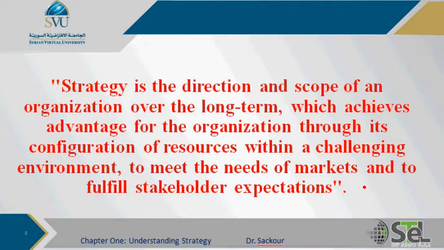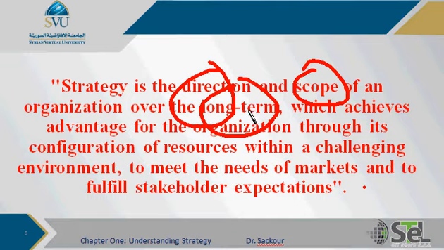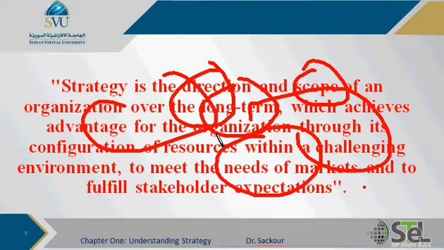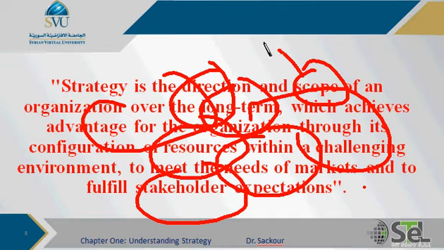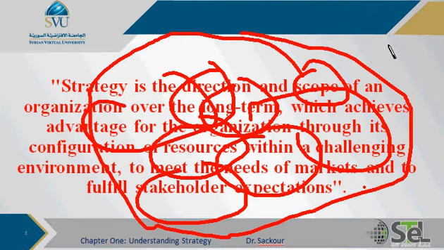Okay, guys. So please, again, keep this in mind. Strategy is not only a plan at all. From now on, strategy: direction, scope, long term, look at this correlated circle, advantage, challenging environment, needs, resources, stakeholders. All these are correlated to achieve our targets, to make the future easy, and to predict and to overcome all the drawbacks of your company, obstacles of your country, obstacles of your life, right?